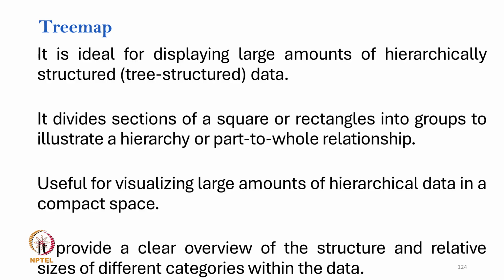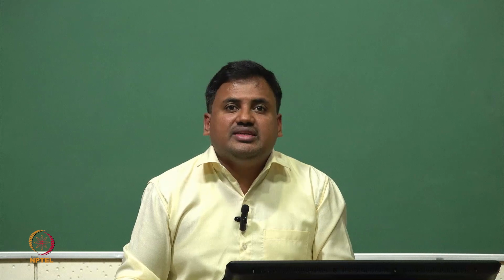The tree map. Tree maps are ideal for displaying large amounts of hierarchically structured data. The tree map divides a square or rectangle into sections grouped to illustrate the hierarchy or part-to-whole relationship. Tree maps are useful for visualizing large amounts of hierarchical data in a compact space. They provide a clear overview of the structure and the relative sizes of different categories within the data.